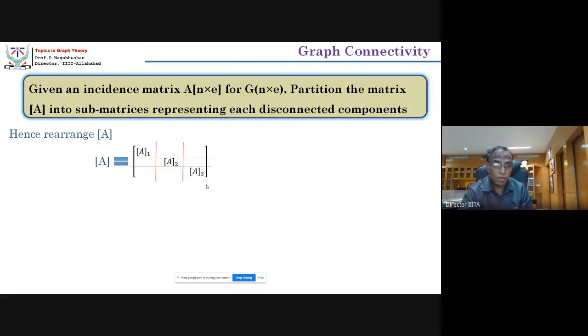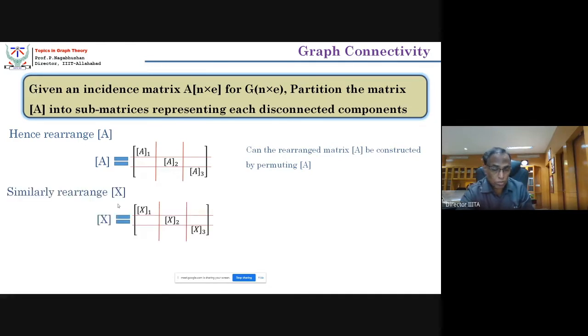All right. So similarly, the X matrix also can be partitioned in the similar way. These are the vertices belonging to component 1, and these are the vertices belonging to component 1. These are the vertices belonging to component 2. These are the vertices belonging to component 3. Vertices belonging to component 1, vertices belonging to component 2, vertices belonging to component 3.